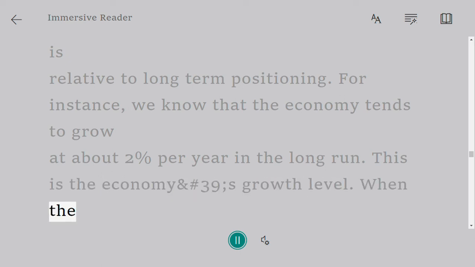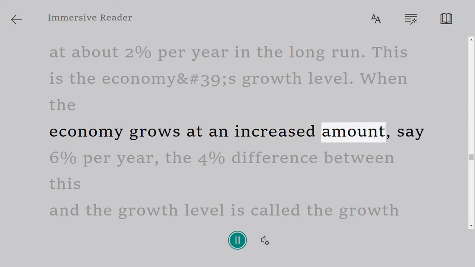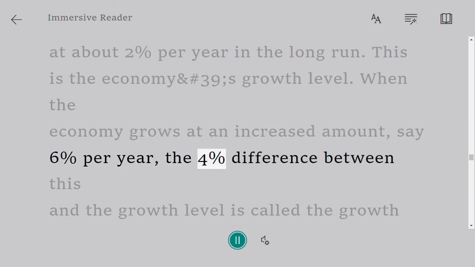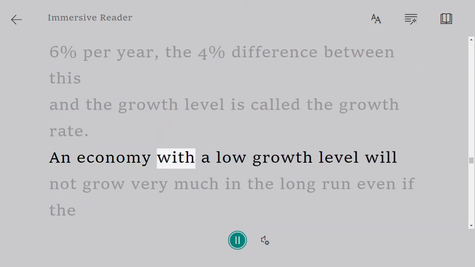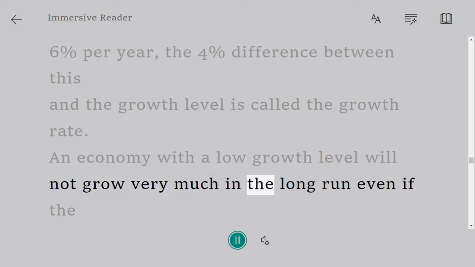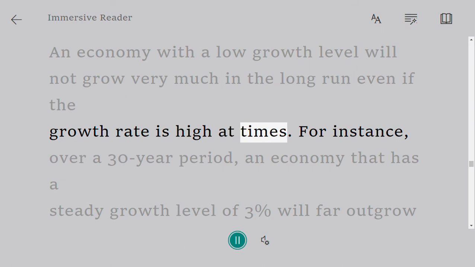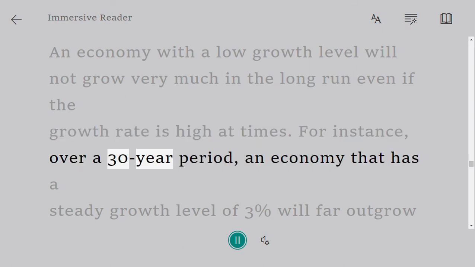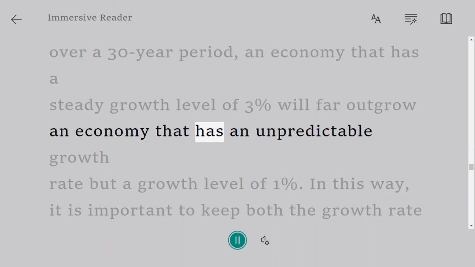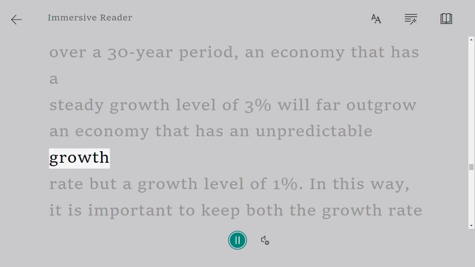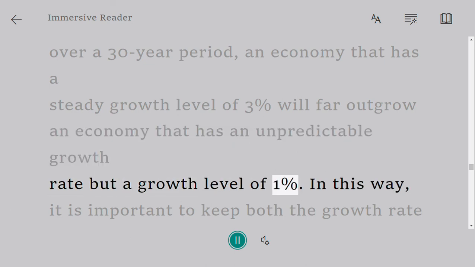When the economy grows at an increased amount, say 6% per year, the 4% difference between this and the growth level is called the growth rate. An economy with a low growth level will not grow very much in the long run even if the growth rate is high at times. For instance, over a 30-year period, an economy that has a steady growth level of 3% will far outgrow an economy that has an unpredictable growth rate but a growth level of 1%.